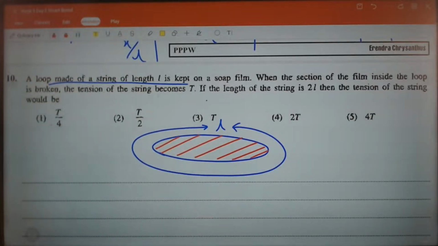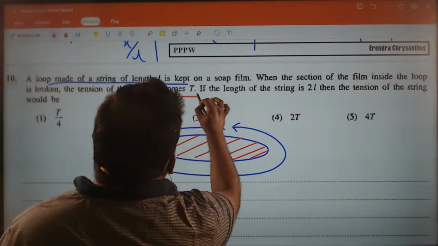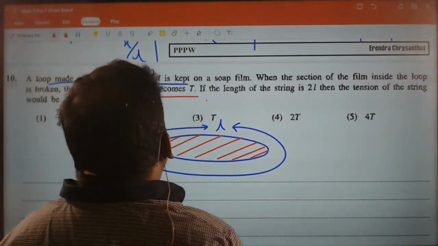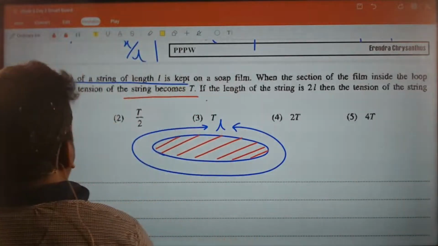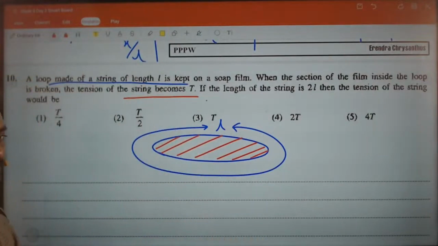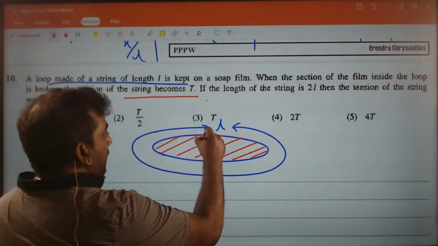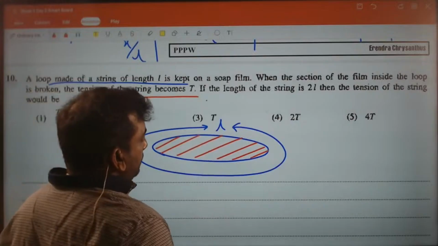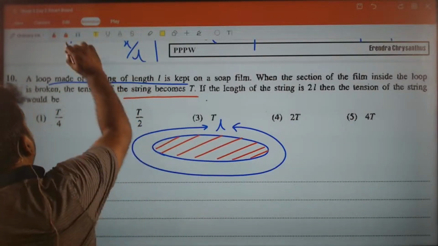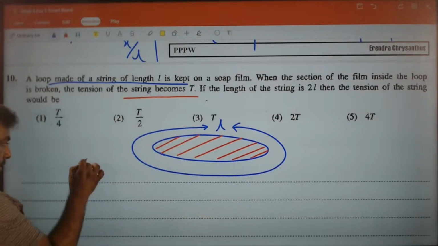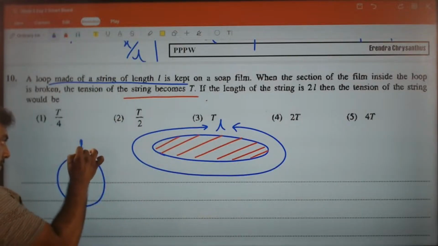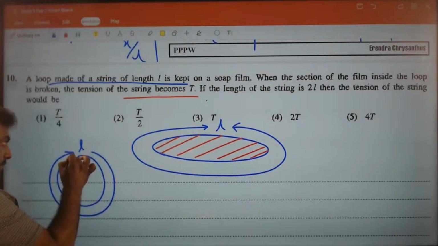When the section of the film inside is broken, the tension in the string becomes T. If the length of the string is 2L, then the tension would be how much? Be careful now. If you break the film, what will take place? Look at the board. Here length L, circumference length L.